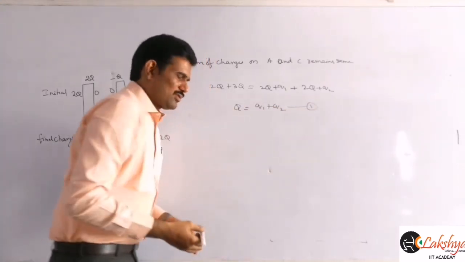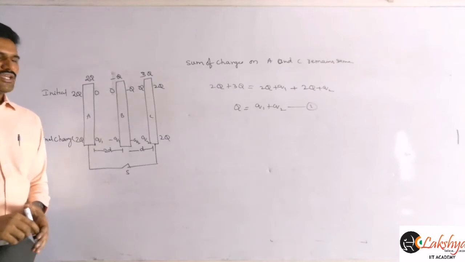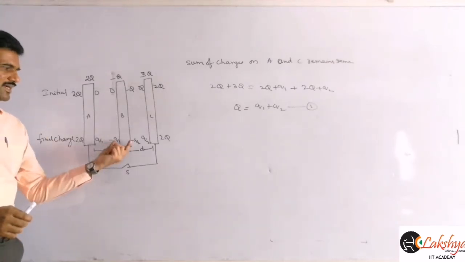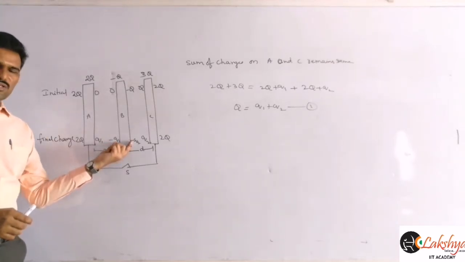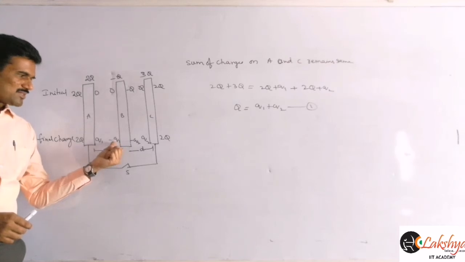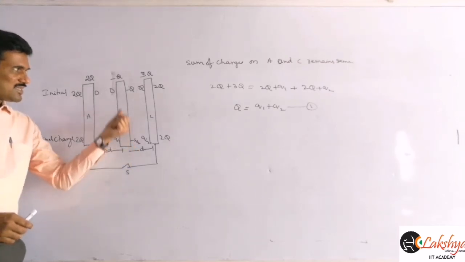And actually in this problem, as three plates are there, you can also get this relation by writing the charges on these plates here. Here also you can verify that minus q1 minus q2 is equal to minus q.